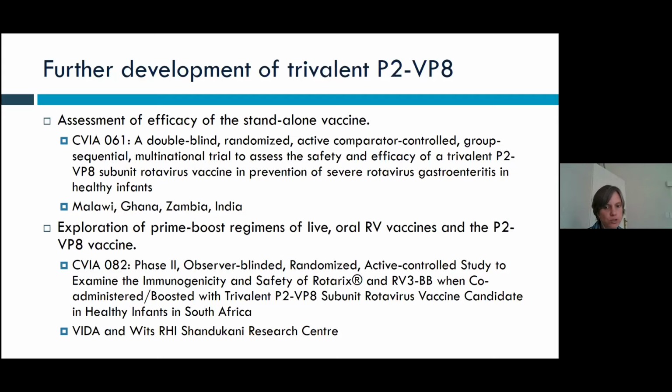And we're looking both at Rotarix, which is the vaccine which is in use at the moment in our EPI, and we're looking at a new unlicensed oral vaccine called RB3BB, which was developed in Australia and is actually given as a neonatal dose. And so those two vaccines will be compared. There'll be two groups, one receiving Rotarix, one receiving RB3BB, and then various combinations with the parenteral vaccine. And this is going to be conducted at our research site, VIDA, which was previously RMPRU, and once again with Lee Fairley at the Wits Shandukani Research Center.